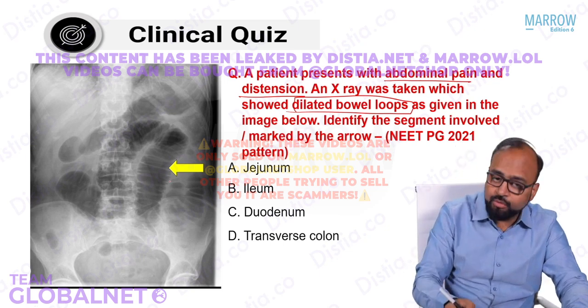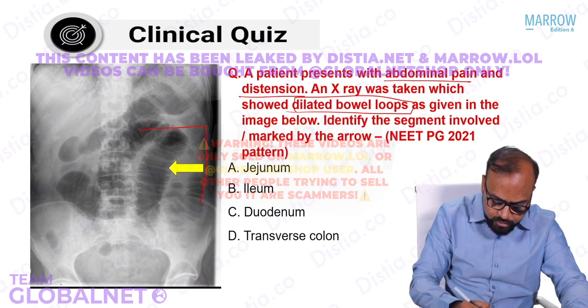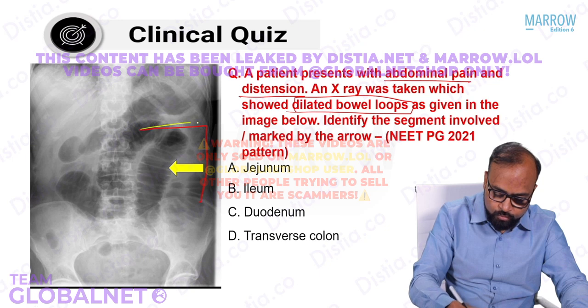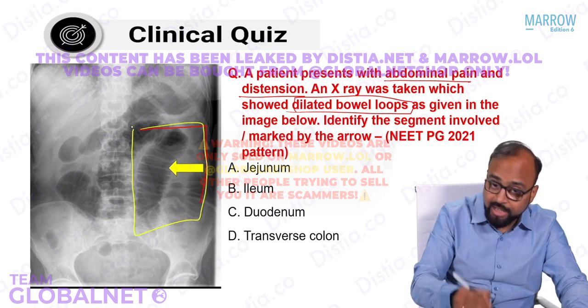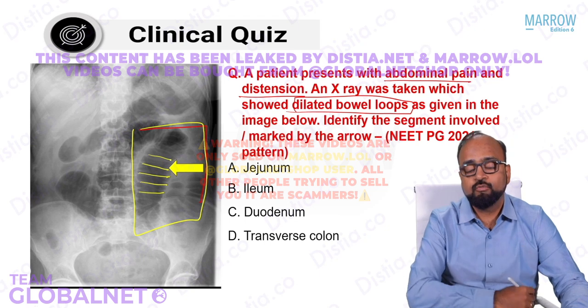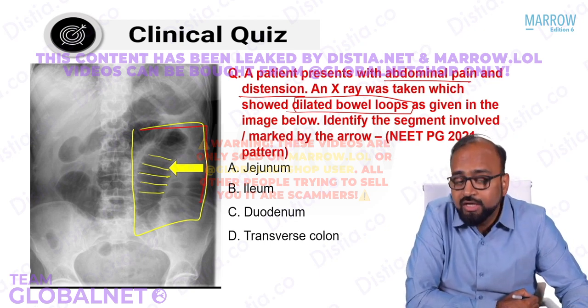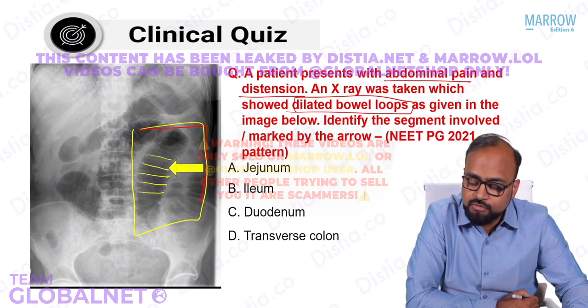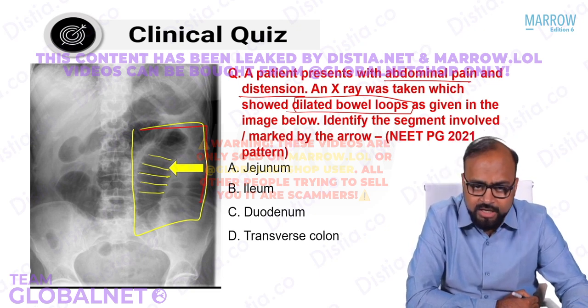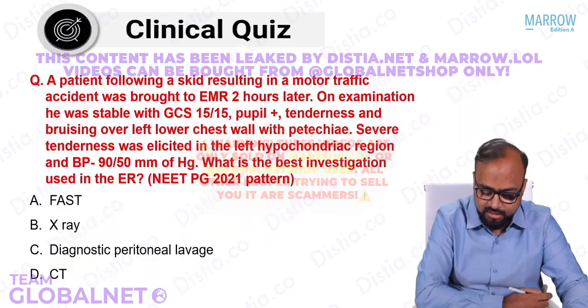They have pointed to a particular loop and you are supposed to look at, one, the location of that loop, where it is located in the abdomen, and two, the bowel wall folds which are here, continuous transverse mucosal folds extending from one wall to the other. So these are called as what? These are called valvulae conniventes, which is a feature of small bowel. But is it jejunum or ileum, or is it the duodenum? This is something that we'll discuss in detail as we go ahead.